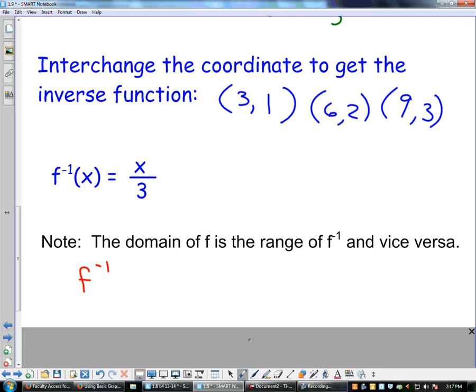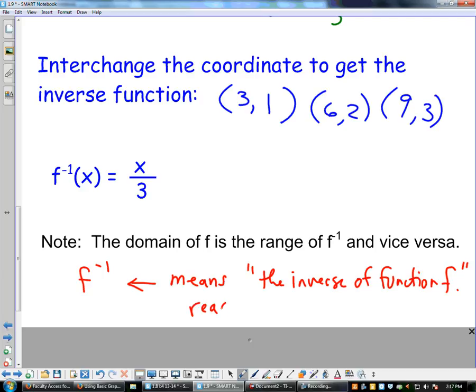Have you seen this prior to today? Okay, so let's talk about this for a minute. This is a notational thing. This means the inverse of function f. Okay? And we would read it f inverse. All right? So we're talking about the inverse of function f.